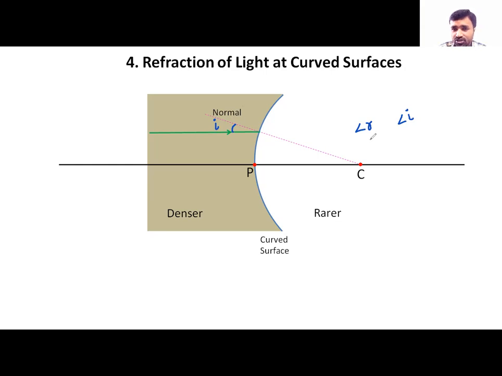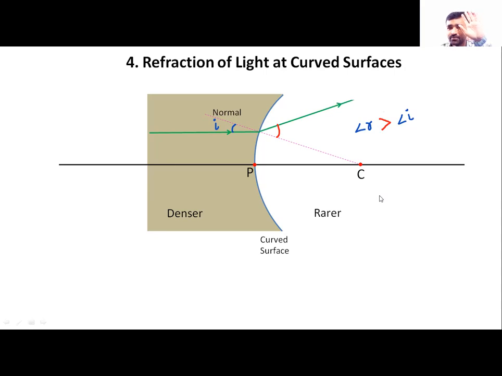Which is greater, which is smaller? Speak out. Angle of refraction is greater. Very good. Angle of refraction will be greater. That means here the angle becomes greater than i, right? So the gap between the normal and the refracted ray increases or decreases? Increases. Yes. So we can draw a line by increasing the angle.